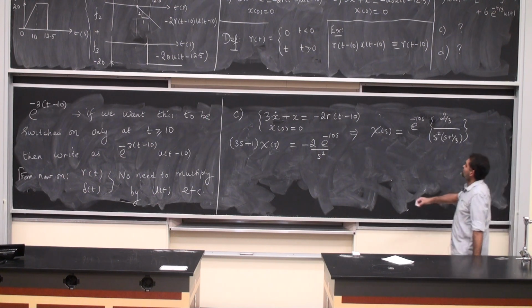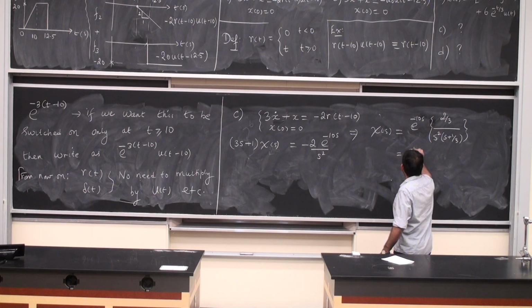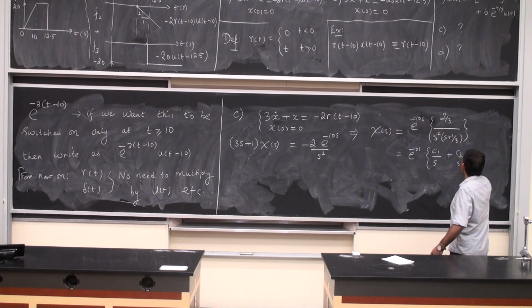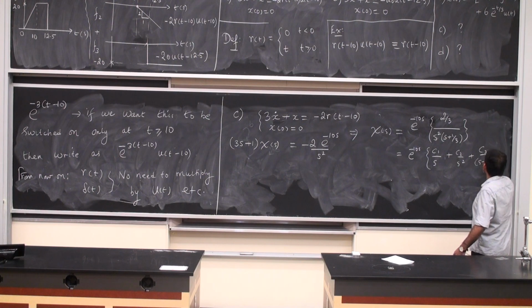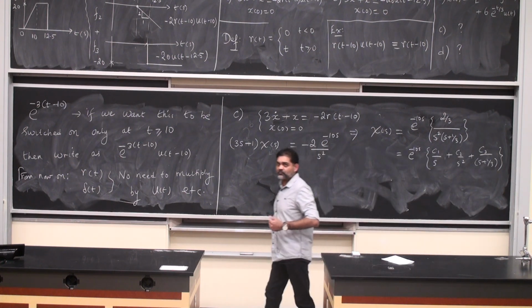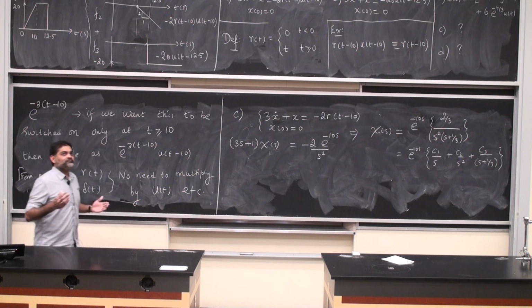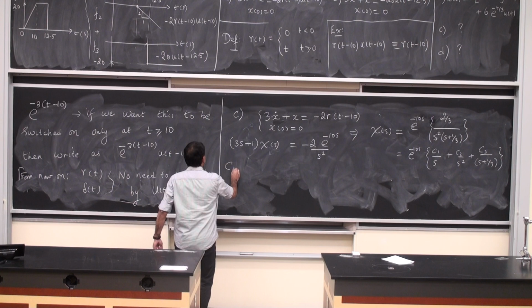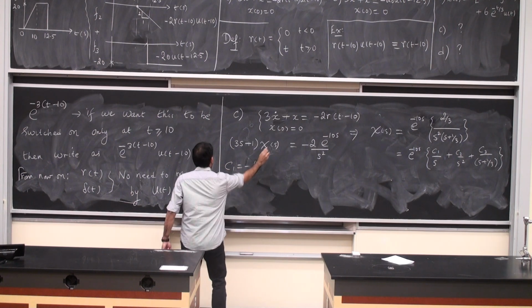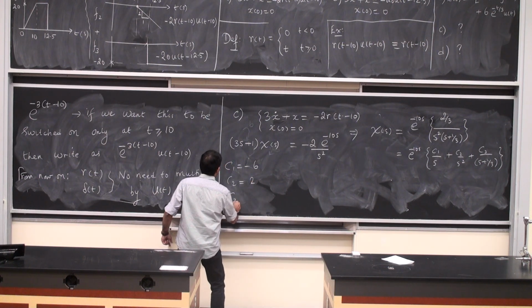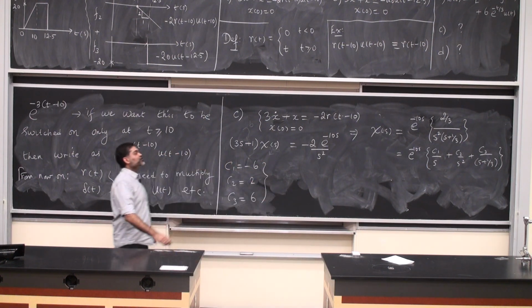So you say this is the same as e to the power minus 10s, repeated roots. Okay? Perform the partial fraction expansion as you typically would. No difference. Just forget the presence of e to the power minus 10s. Calculate C1, C2 and C3. C1 becomes minus 6, C2 becomes 2, C3 becomes 6.